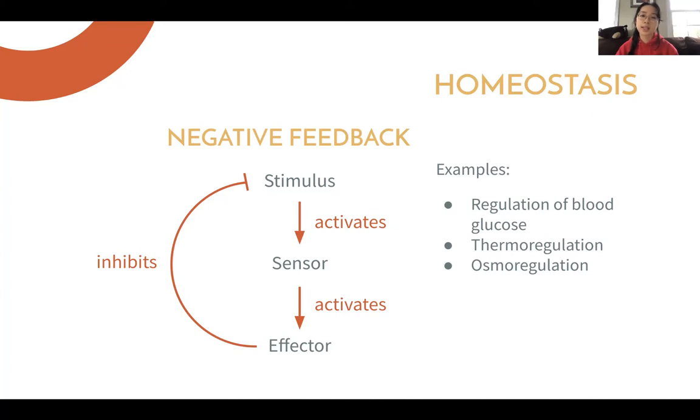And what that does is that when it binds to cells, it stimulates cells to take up glucose from the blood. So cells take up glucose from the blood, and that essentially inhibits or stops that initial stimulus, because it brings the blood glucose level back down to a reasonable level, and homeostasis is maintained.